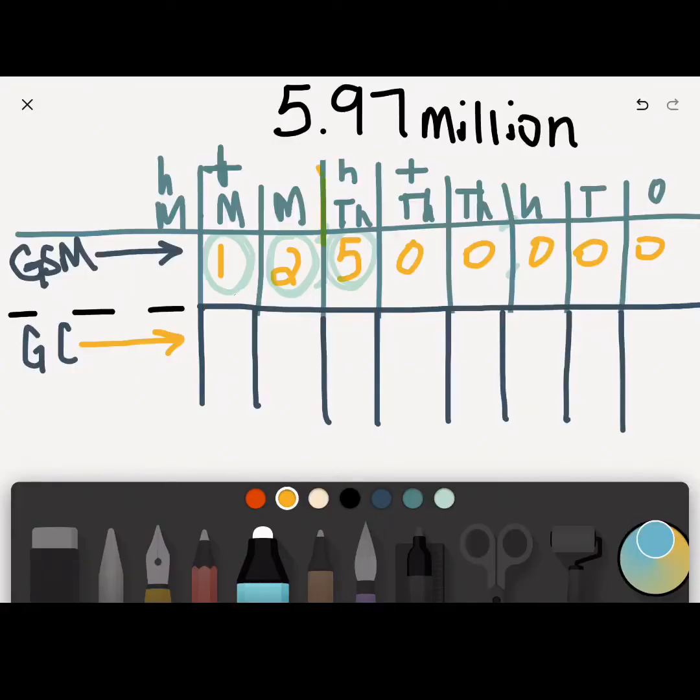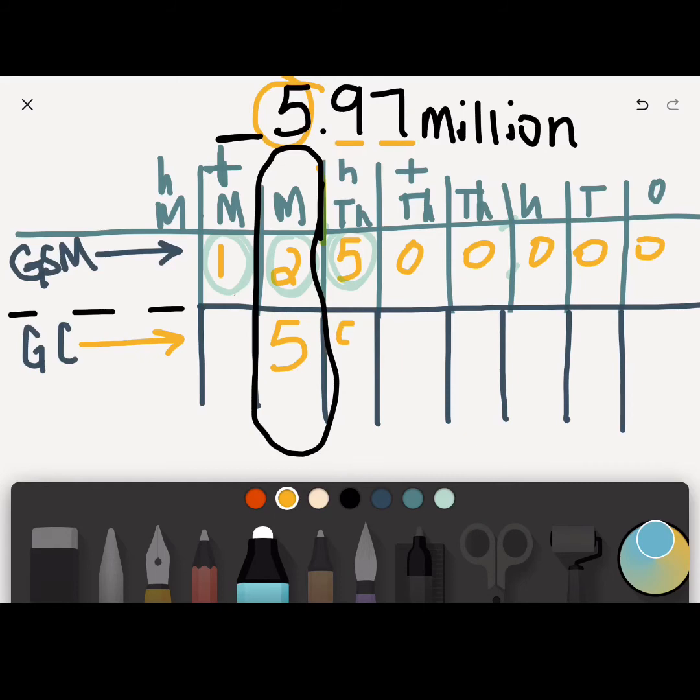We can also use our place value chart to compare numbers. So right now, 5.97 million, I'm really focusing in on the millions place. I know that there's no number in the 10 million spot, so I'm going to put my 5 in the millions place. So this 5 has a value of 5 million. Now I'm going to move on to the 9 and the 7. The 9 is going to be in the 100,000s place. It has a value of 900,000. The 7 is going to be in the 10,000s place. It has a value of 70,000.